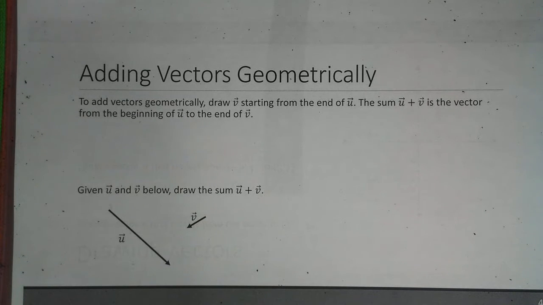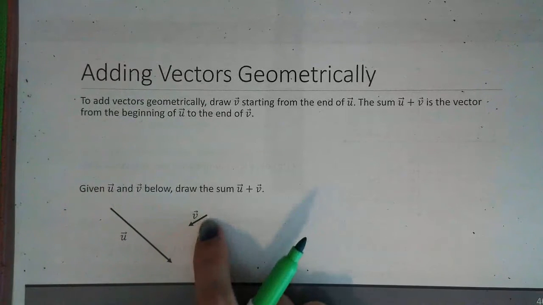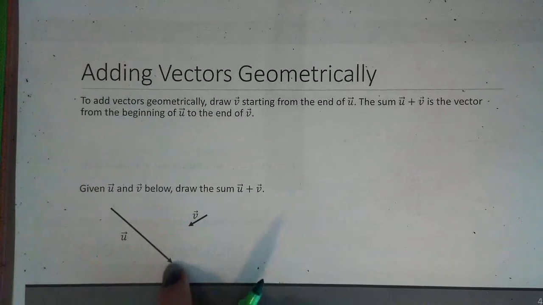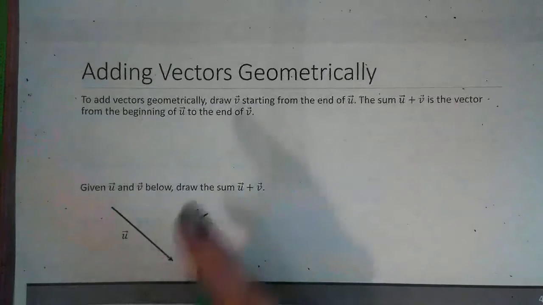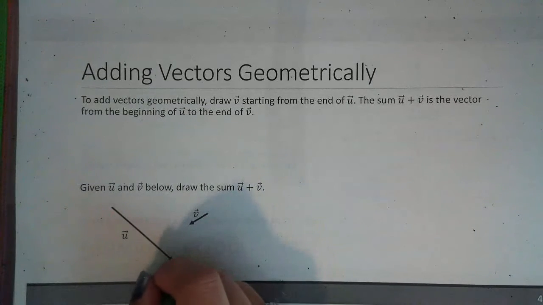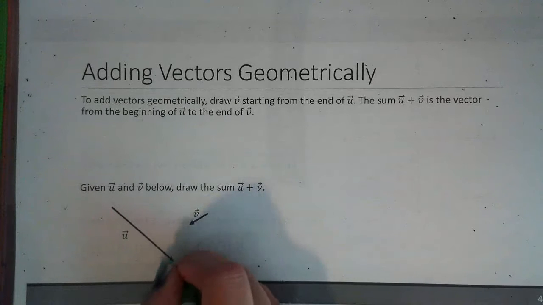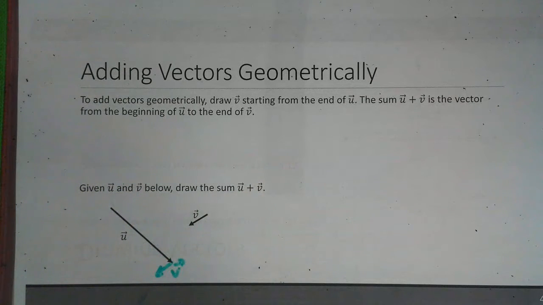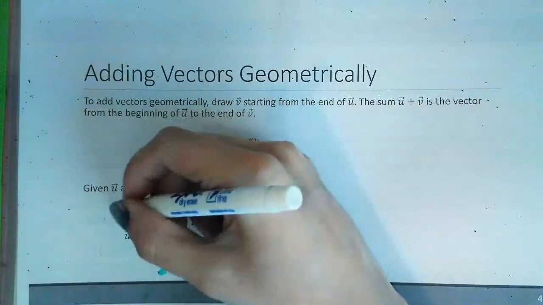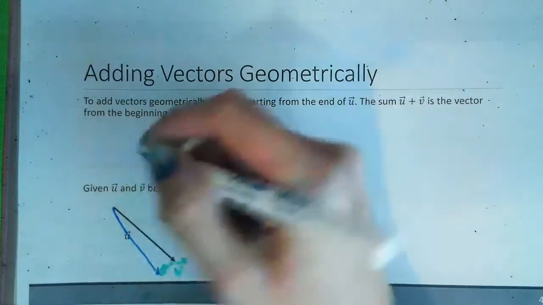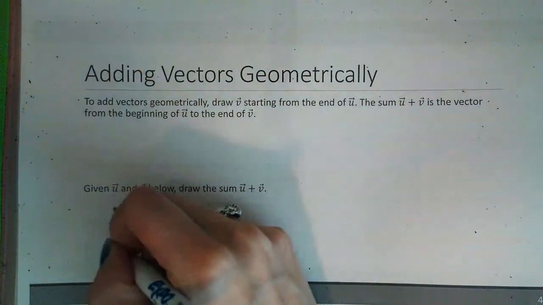So given u and v below, we're going to draw the sum u plus v. So what I'm going to do is take this vector v and move it so it starts at the end of u. So it's going to look something like, oh, that's not quite the right angle. Something like that is going to be our vector v. And then u plus v starts at the beginning of u and goes to the end of v. So this vector in blue is u plus v.